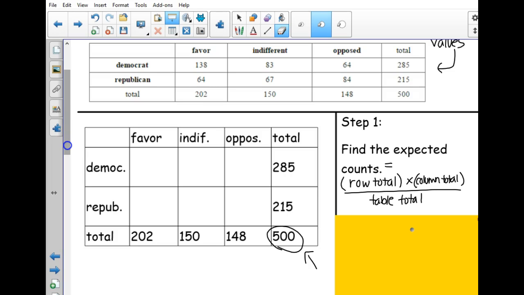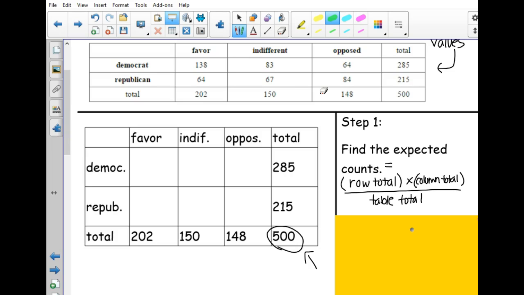Okay, so how do I find the expected counts? Make sure you have the table written down that I have here. I know this part is tedious again. Oh, this table right here, the one with the blanks. Okay, so that's what you're writing down.